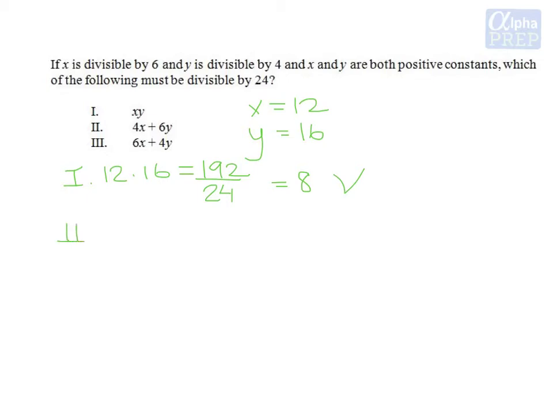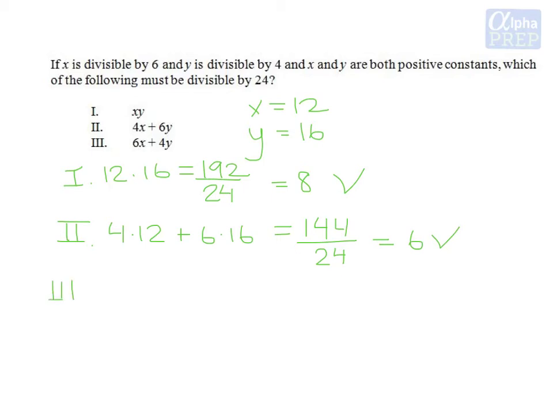Now number 2, 4x plus 6y. So that's 4 times 12 plus 6 times 16. This gives us an answer of 144. So we want to take 144, divide it by 24, and see if it goes in evenly. In this case it does. It gives us an answer of 6. So this also works. Now with both of these, you want to think, are there any exceptions to this rule that I could plug in for x and y that would make this be a number that is not divisible by 24? And in both of these cases, you're not going to be able to find it.